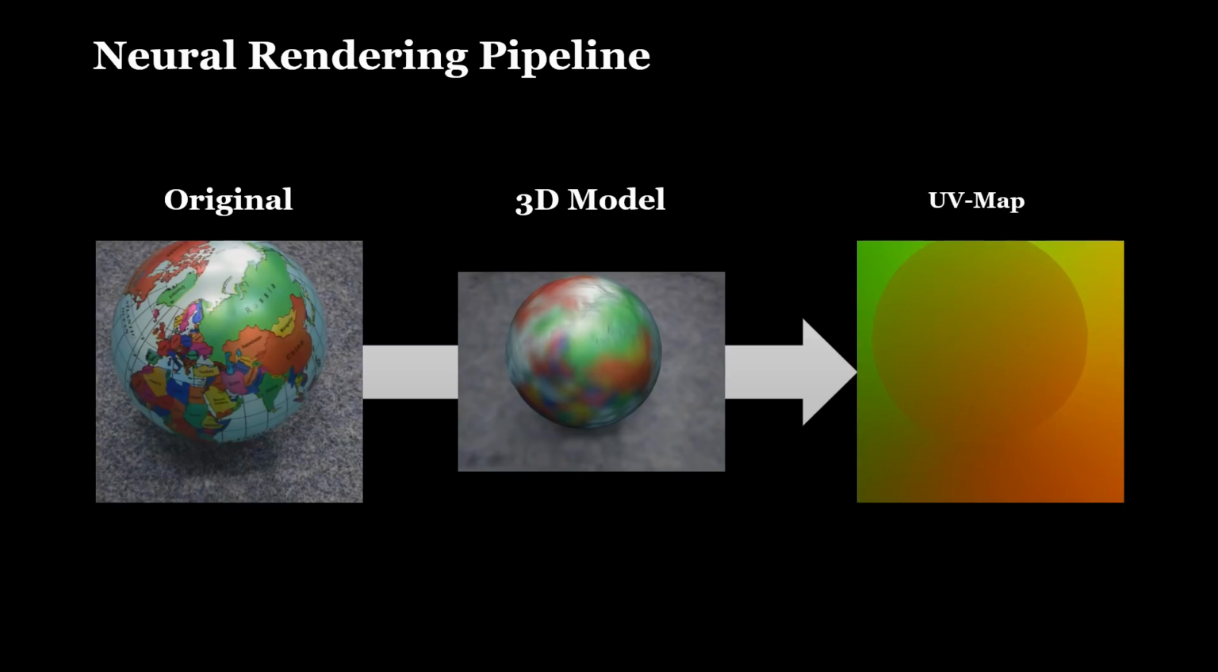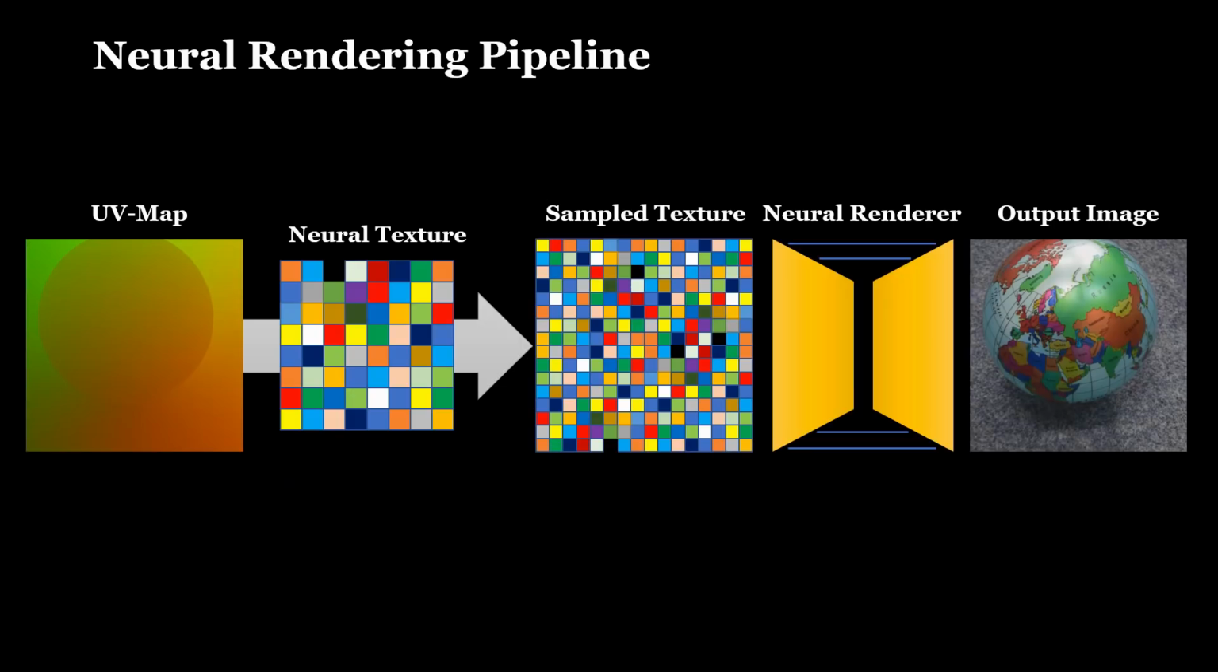Using the standard rasterizer, we draw corresponding UV maps of the object to the image space. This UV map is input to our method. Our pipeline consists of learnable neural textures and a learnable renderer. Instead of classical textures, our neural textures contain learned features that are interpreted by the rendering network.